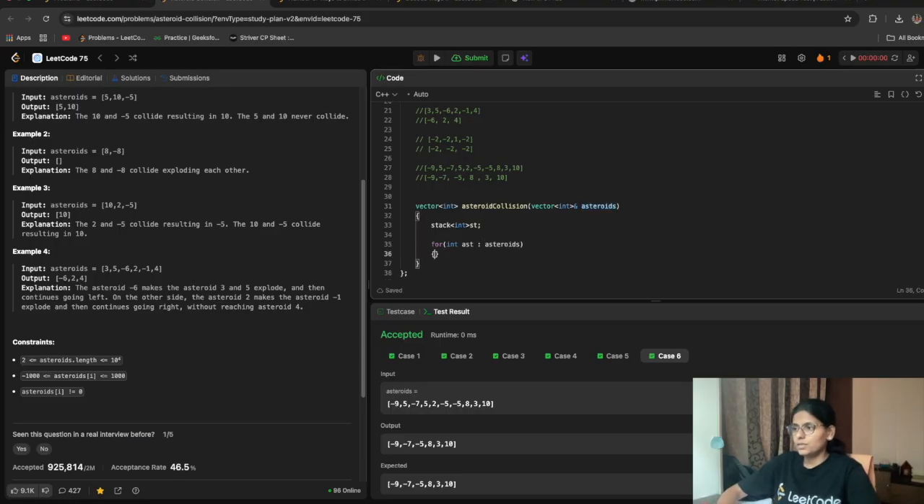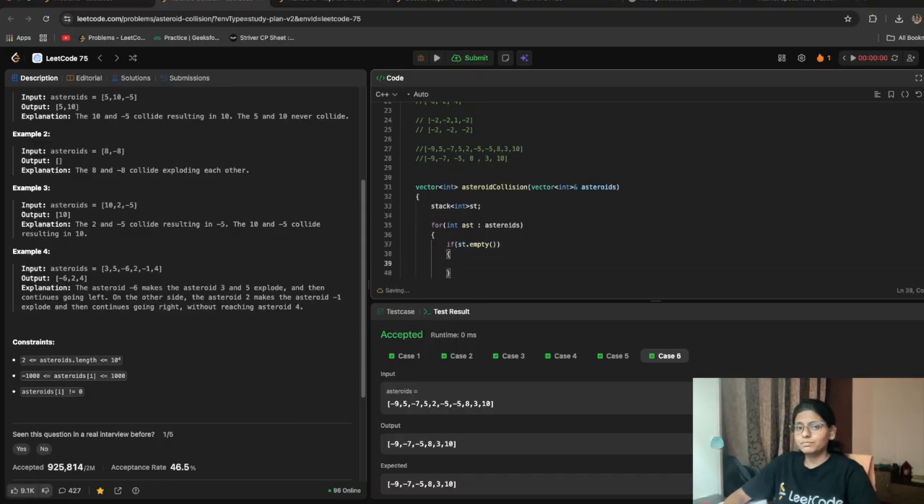And yeah, if my stack is empty, then just push it inside my stack, because there will be nothing to compare. There is no asteroid to collide with or compare, so we'll just push that asteroid inside the stack. If st.empty(), that is, st is empty, then push it inside our stack.